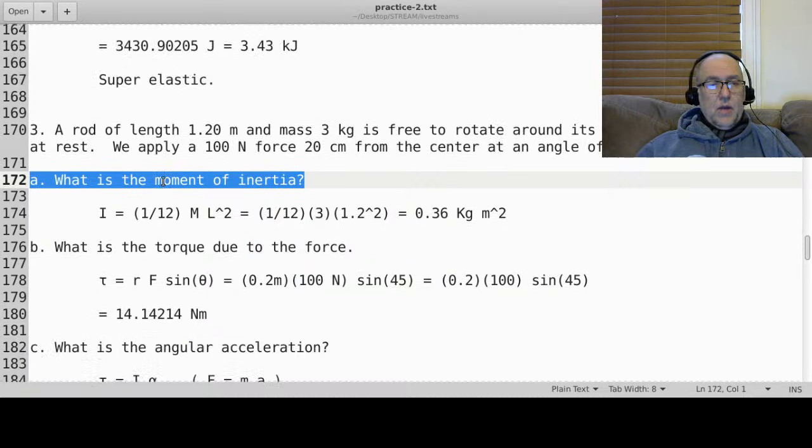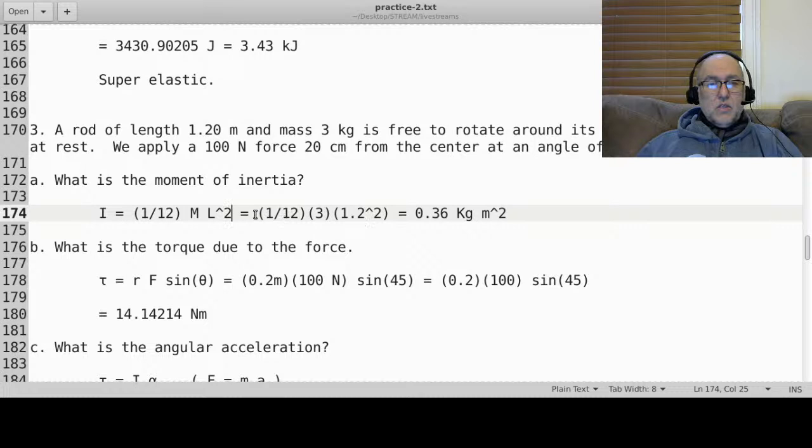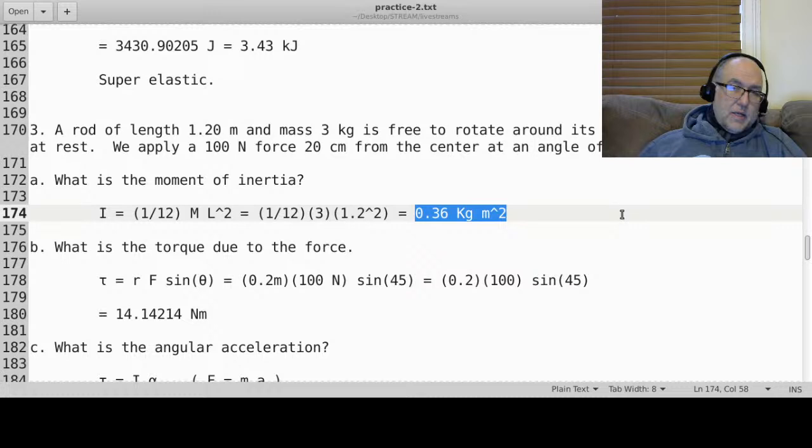So what you do is you ask, which one of the formulas do I want? This is a rod of uniform mass, so I want the one rotating around the center, the formula I is equal to 1/12 ml squared. Just plug in the numbers: 1/12, the mass is 3, the length is 1.2, and you square that. That gives you a moment of inertia of 0.36 kilogram meter squared. So there's the moment of inertia of your rod.